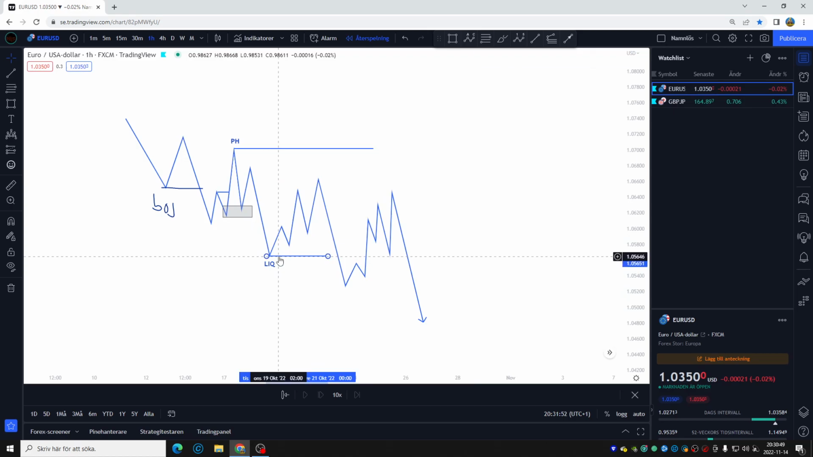And why is this the liquidity point? It's the liquidity point because this is the lowest point from this wave, and we're starting to get inside structure. So then we know this is the liquidity point, and we always have to break the previous liquidity point for the next liquidity point to be placed out. So have that in mind.